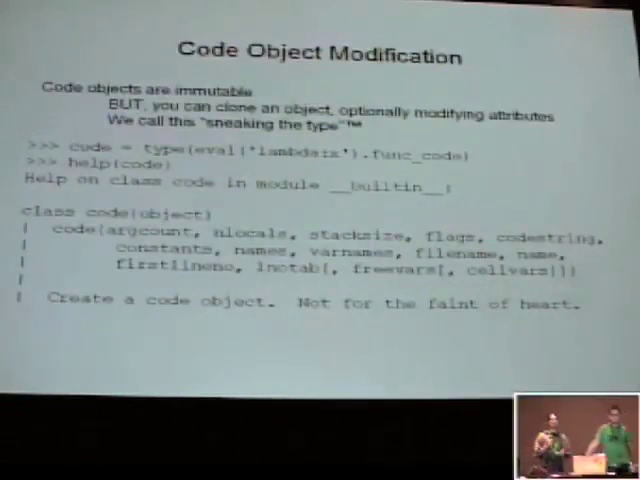Now, earlier I mentioned code objects are immutable because they're implemented in C. However, how do you modify it? Well, we figured out that because of Python's dynamicness, you could actually take a type from any object and just use its constructor.